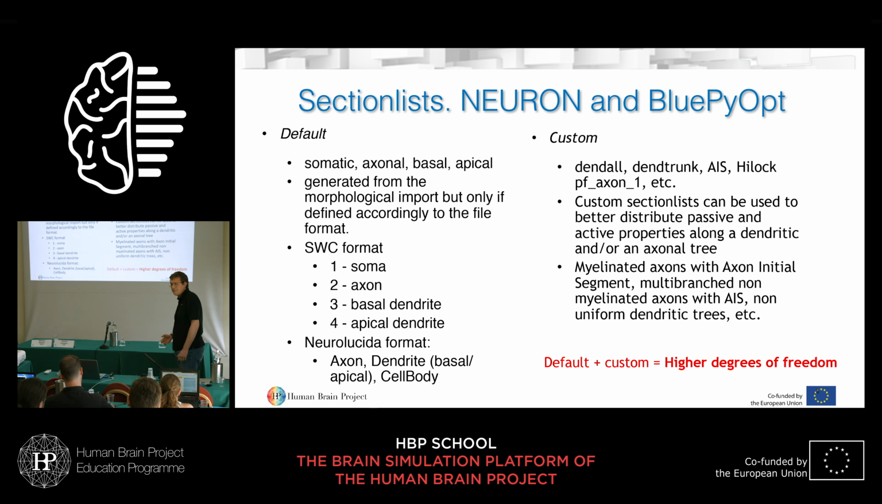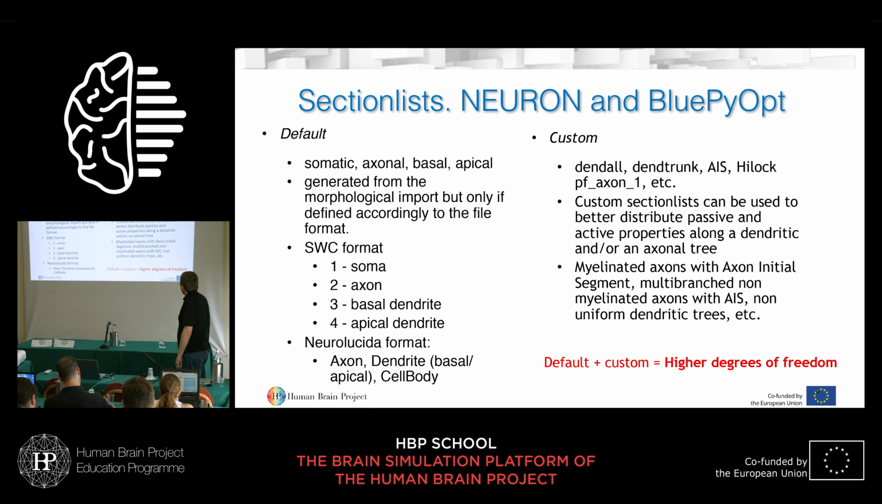But this is not something that can be easily done, because many morphologies lack an axon, so there is something missing. Many other morphologies have only basal dendrites, so there is no distinction between basal and apical dendrites. So if I want to optimize that cell, I have to take into account whether it has only basal dendrites or apical dendrites too. But maybe the person who made the morphology wasn't aware of that. The same goes for the Neurolucida format, where one can define axon, dendrites, basal and apical, and the cell body. So it depends on the morphology to have the basic section lists.